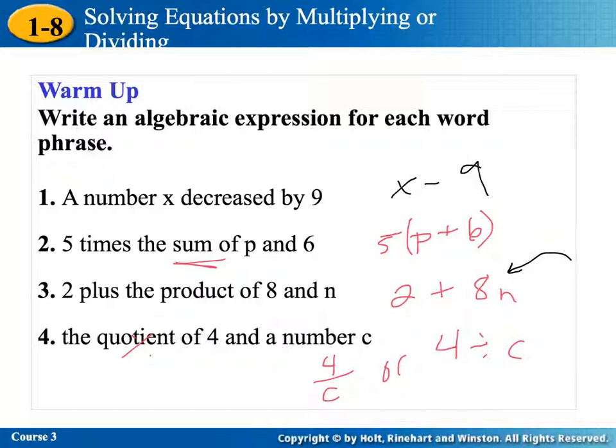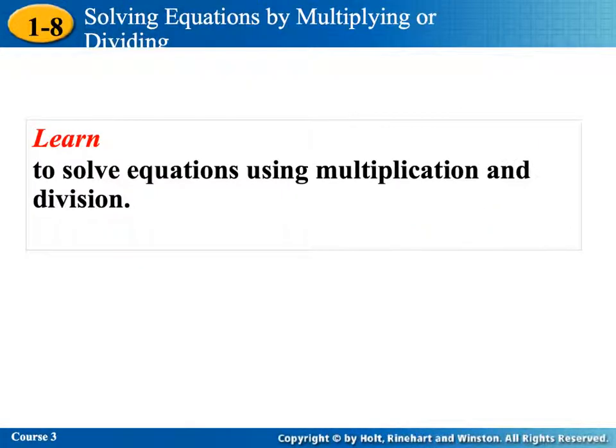All right? Okay, so today we're going to be learning about solving equations using multiplication and division. Again, make sure this entire lesson you are showing your work. SYW, don't forget to do that. Show your work all day. All right, here we go.